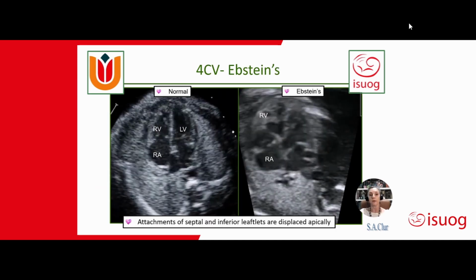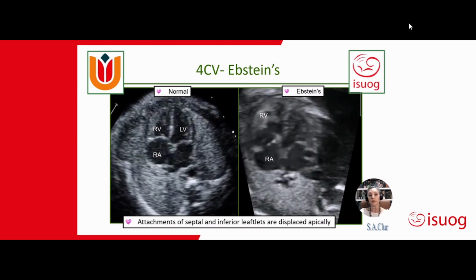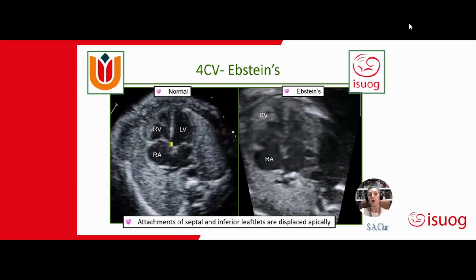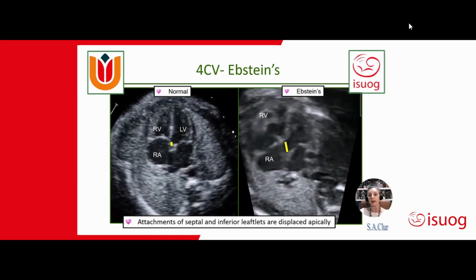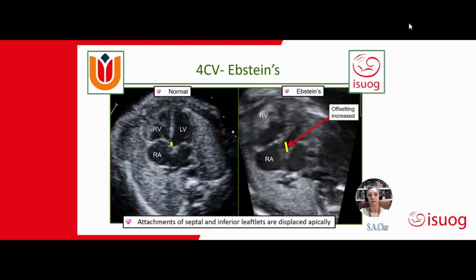So let's have a look at the insertion of the tricuspid valve on the left. In a normal case, you see there is a small offsetting, not very big, and in a patient with Ebstein's anomaly, that distance is increased.